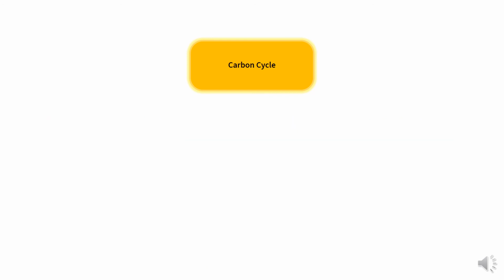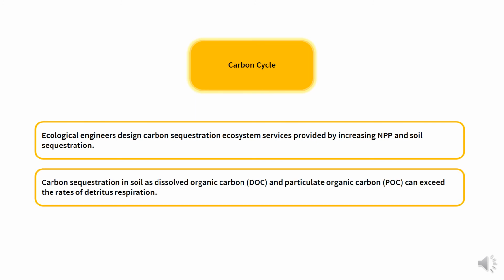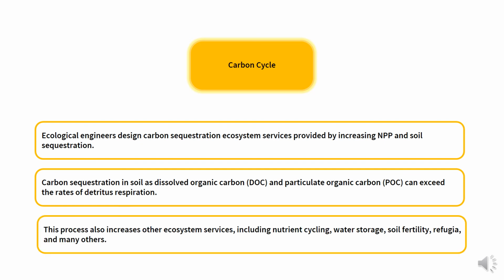The ecological engineers design carbon sequestration ecosystem services provided by increasing NPP and soil sequestration. The carbon sequestration in soil as dissolved organic carbon or DOC and particulate organic carbon or POC can exceed the rates of detritus respiration. So this process also increases other ecosystem services, including nutrient cycling, water storage, soil fertility, refuge, and many others.